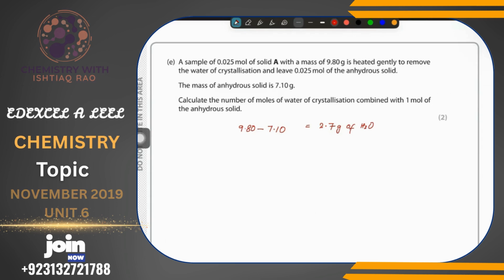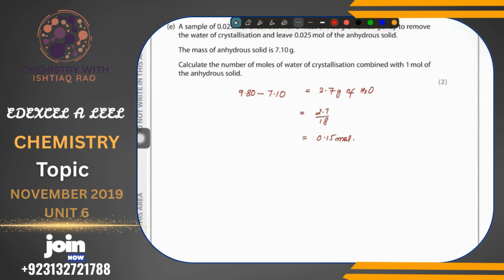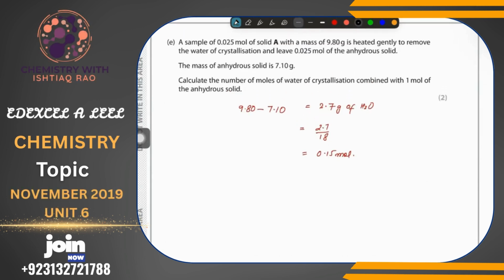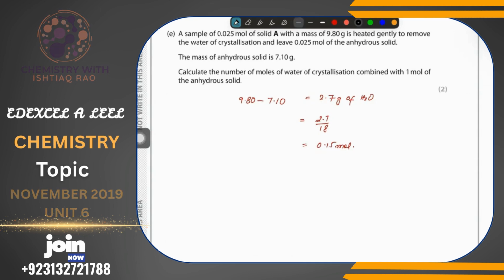Then we have to find the moles of water. That's going to be 2.7 over 18, the molecular mass, so I get 0.15 mole. And then what's the mole of the solid A? That's 0.025, and it's 0.15 for water. I'm going to divide by the smallest number, which is this one, so I got one for A, and what's the answer?